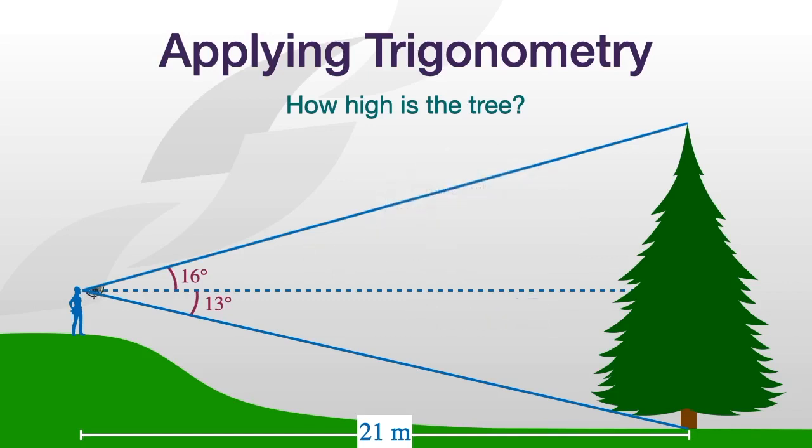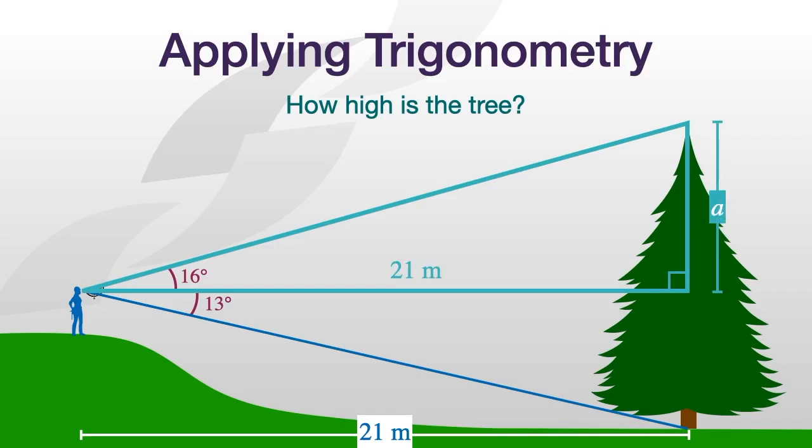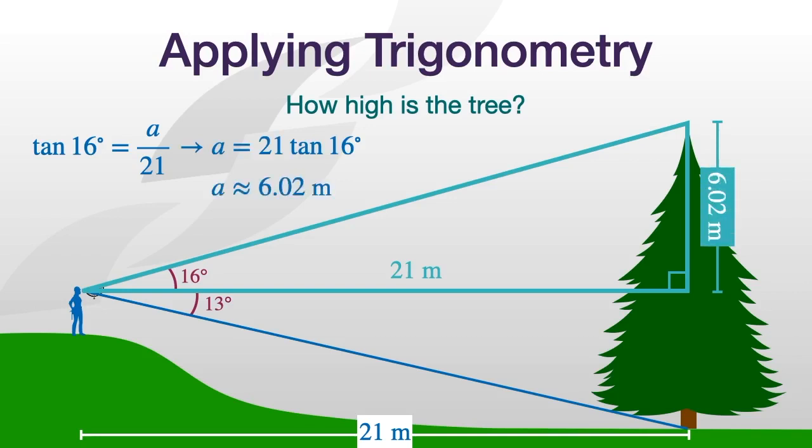Even though the large triangle is not a right triangle, we can break it up into two right triangles. We'll use the variable a to represent this portion of the height of the tree. Using trigonometry, we can identify a tangent ratio and see that a is equal to 21 times the tangent of 16 degrees, and that's approximately 6.02 meters.